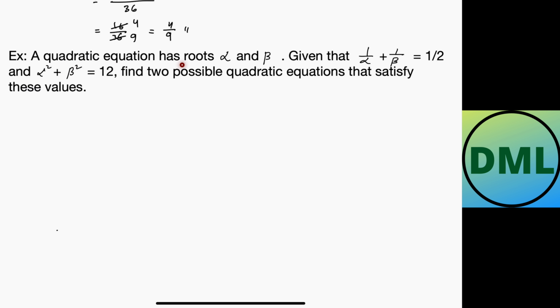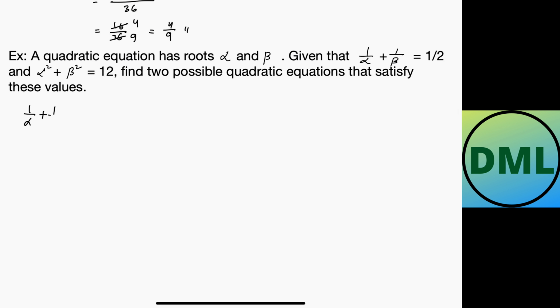A quadratic equation has roots alpha and beta. Given that 1 upon alpha plus 1 upon beta is equal to half and alpha square plus beta square is equal to 12, find two possible quadratic equations that satisfy these values. We will first solve 1 upon alpha plus 1 upon beta. Let's solve this here first.